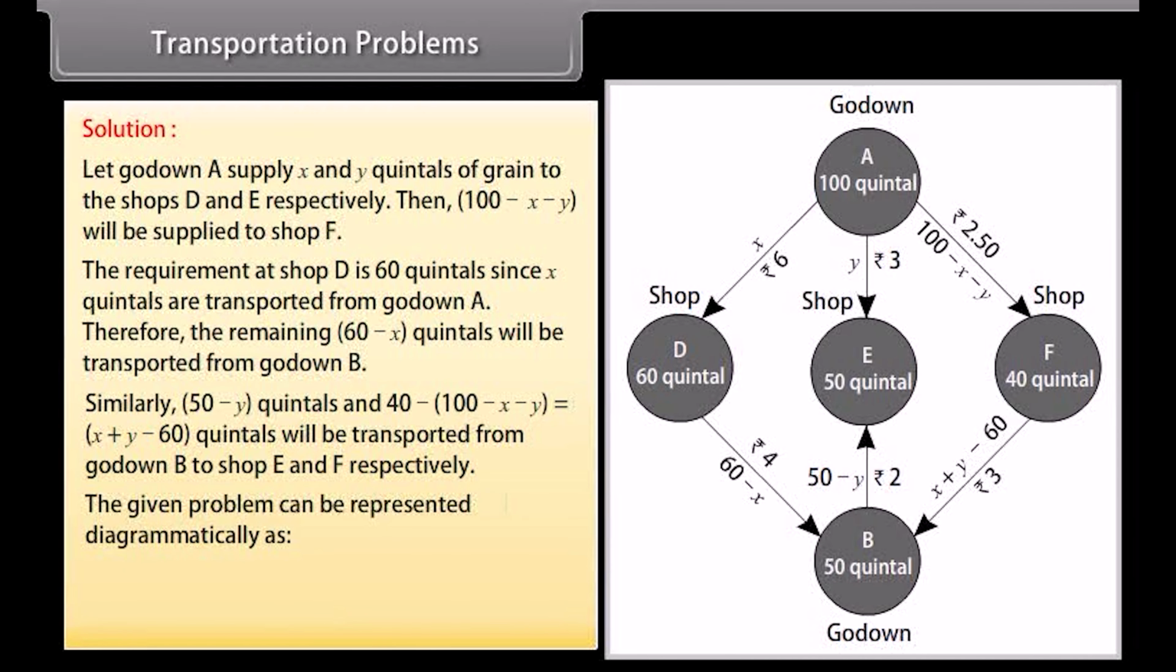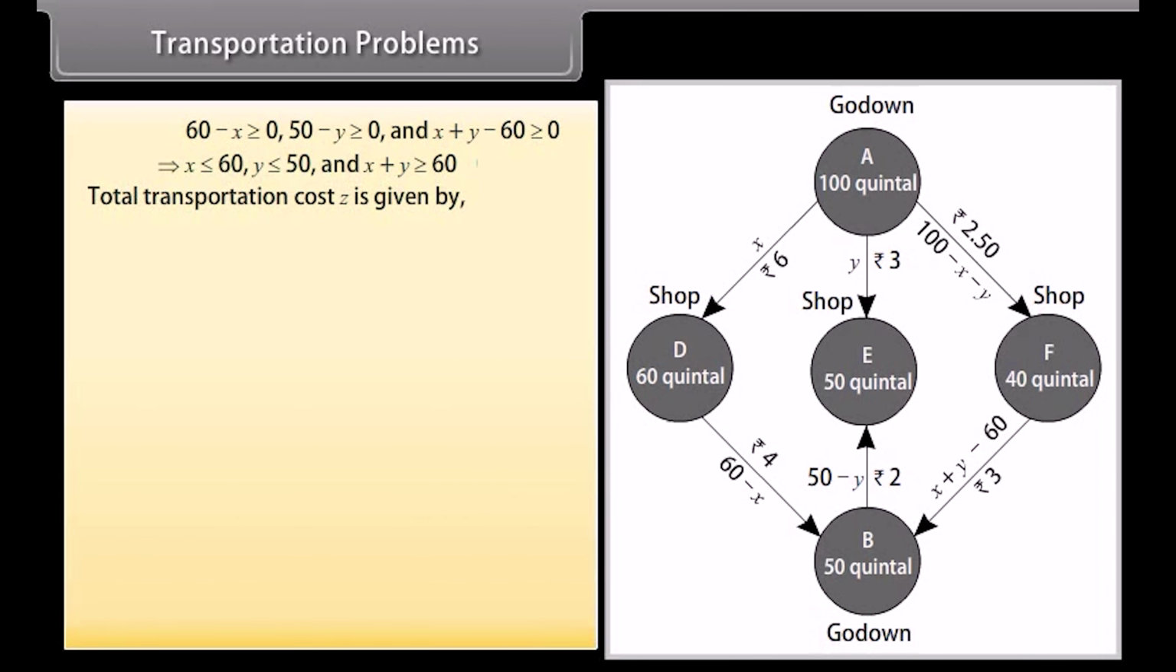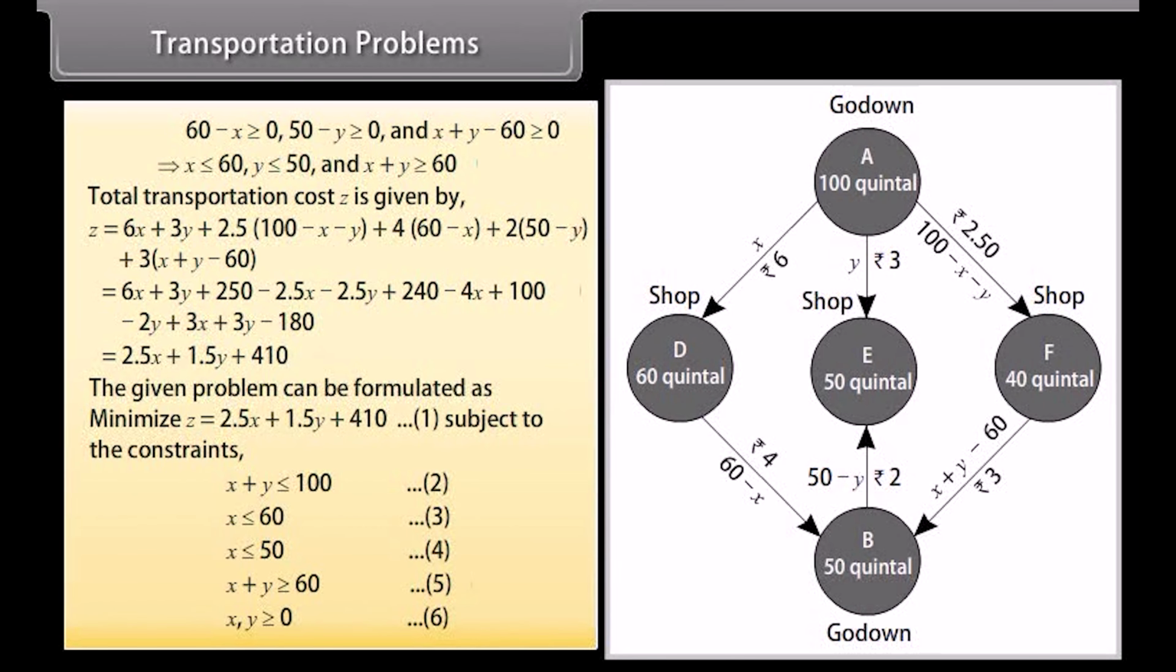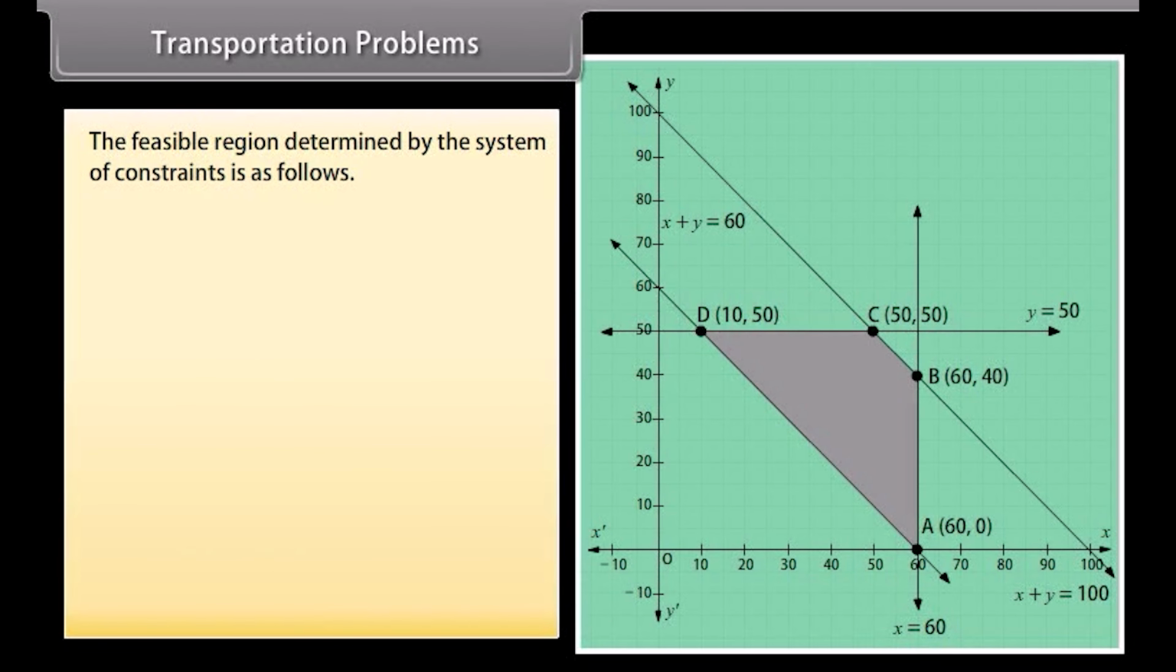The given problem can be represented diagrammatically. Total transportation cost Z is given by: the given problem can be formulated as minimize Z equals 2.5x plus 1.5y plus 410. Mark it as equation 1, subject to the constraints. The feasible region determined by the system of constraints is as follows.